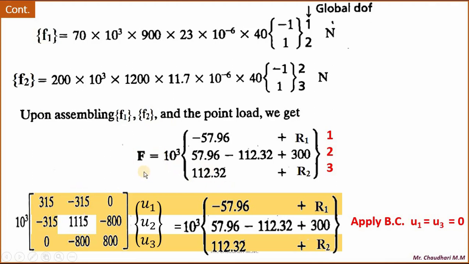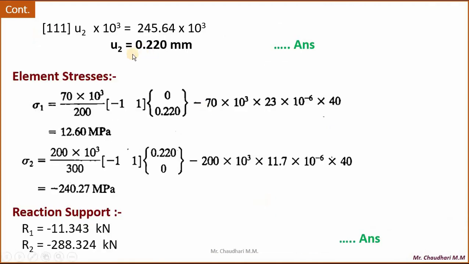Arranging this equation, the stiffness matrix times the nodal displacement is equal to the load vector or global vector. Then apply boundary conditions. In the boundary conditions, both ends are fixed, meaning U1 and U3 are fixed, so they become 0. So what is the U2 value? The U2 value is 0.22 mm. Sigma 1 and sigma 2 are 12 megapascal and minus 240 megapascal. Reaction R1 is 11 kilonewton and R2 is minus 288 kilonewton.